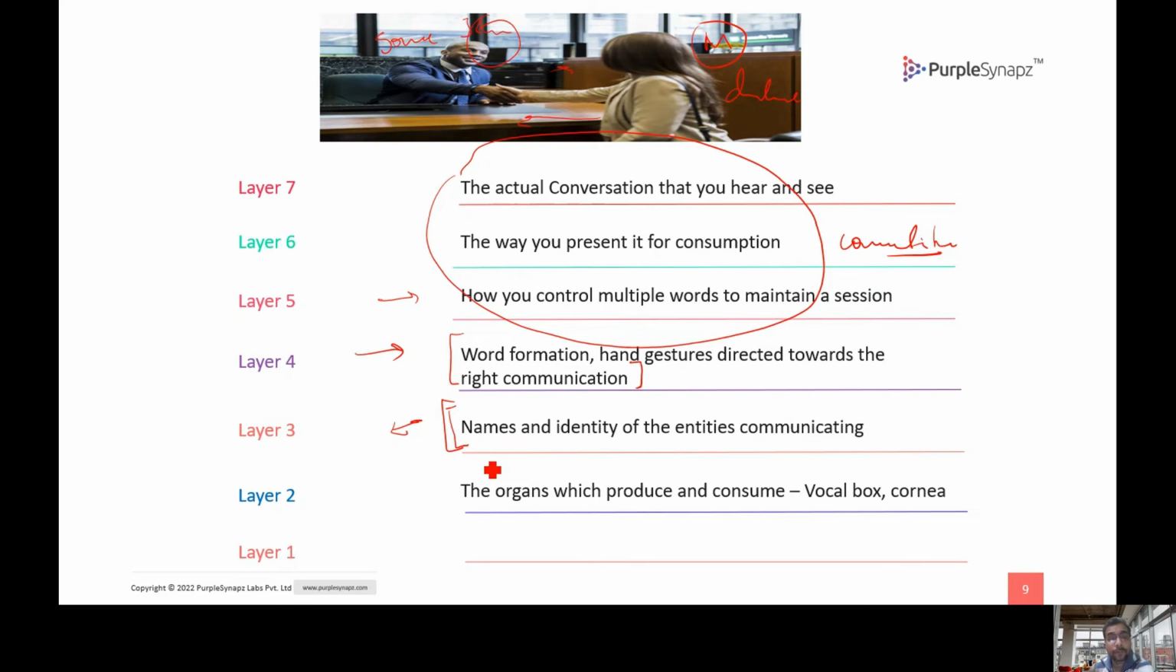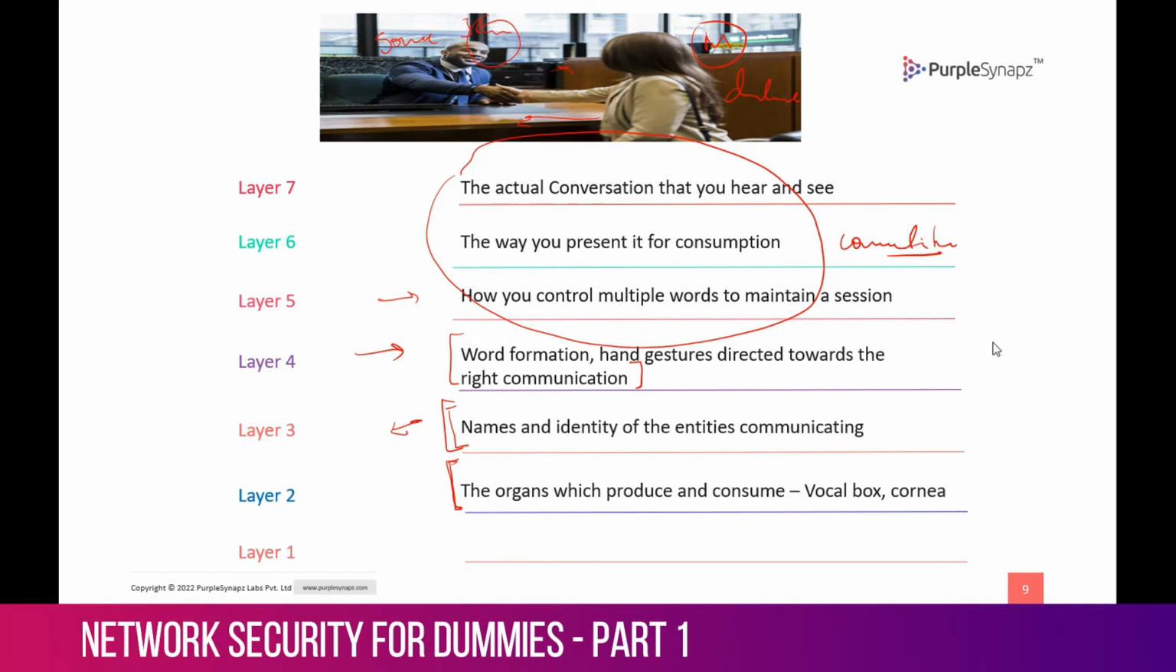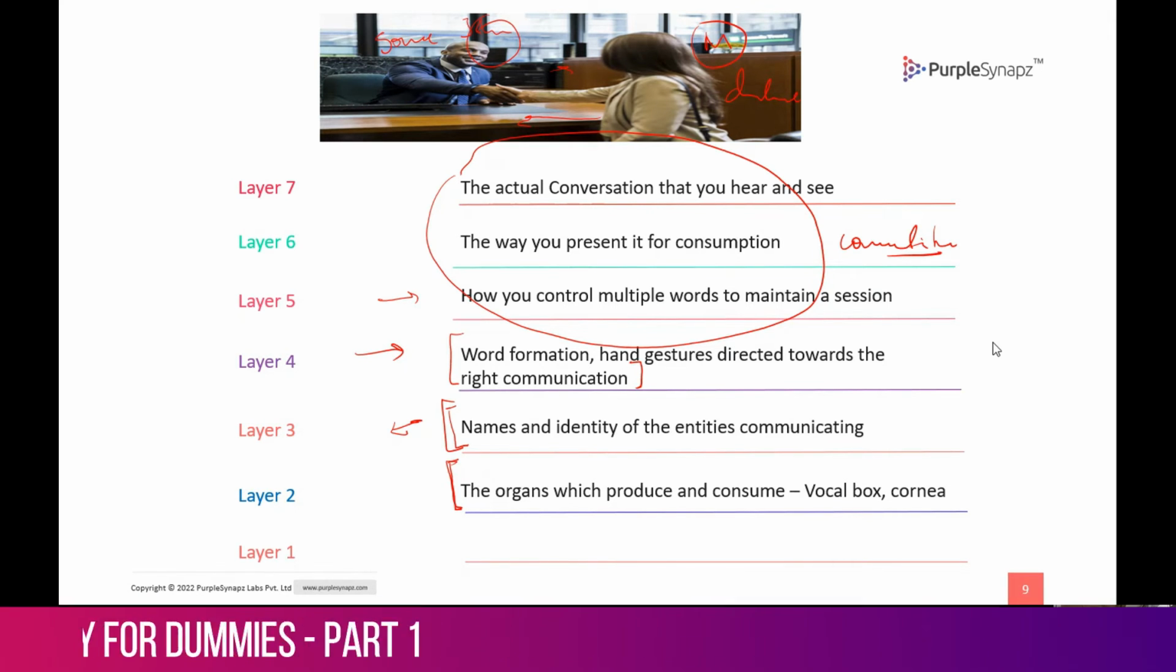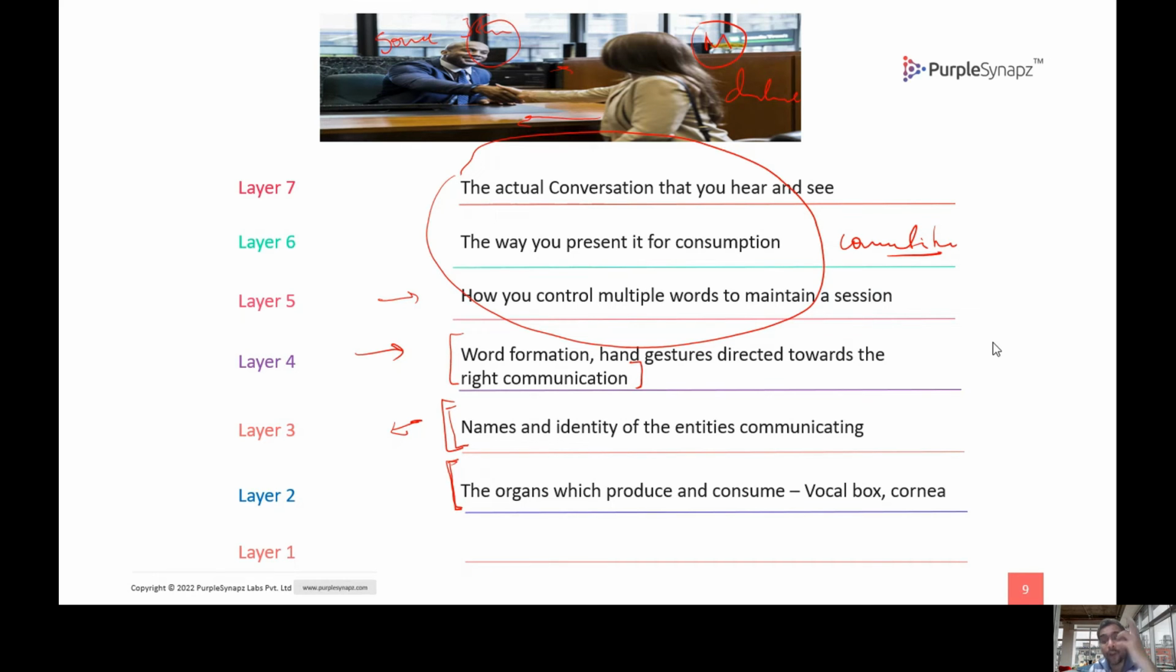Now, where are these words coming from? How are these words getting generated? These words are generated from the vocal box, right? Or there's a hand gesture happening, or the eyes receiving the information, the cornea, which are basically translating the sensation or the emotion that we have into physical things, voice or eyesight. This is happening at layer 2.